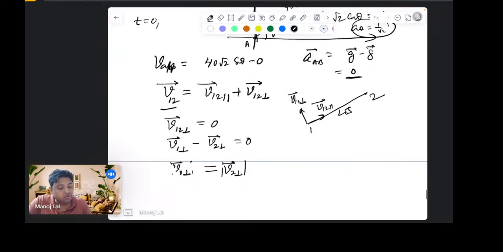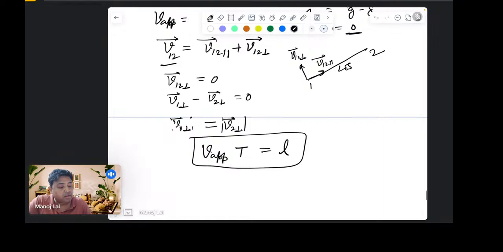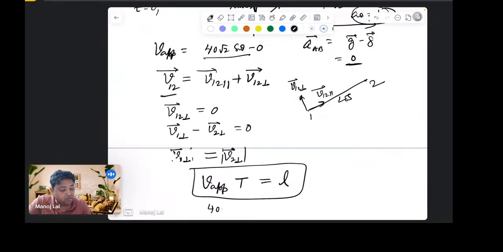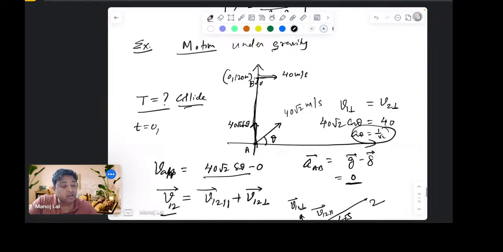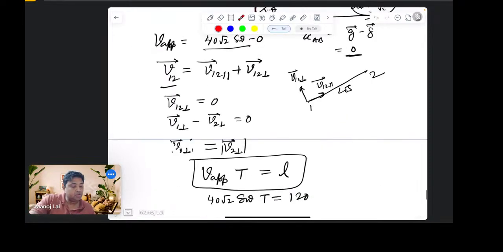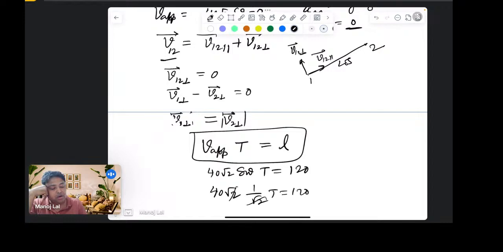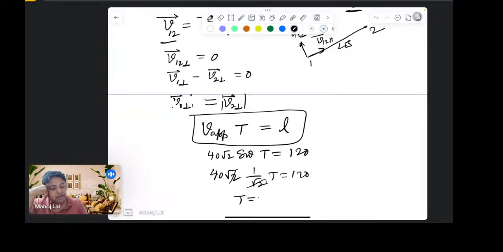And I put this value here. यहाँ मैंने ये यूज करूंगा, velocity of approach into time t is equal to l, जो हमने फॉर्मूला डिराइव किया है। एंड दिस विल बी व्हाट, v approach will be, I got it 40 root 2 sin theta. So 40 root 2 sin theta into t is equal to 120. इसकी इनिशियल डिस्टेंस बिटवीन देम कितना है? 120. So I will get 40 root 2, sin theta की वैल्यू पुट कर दीजिए, 1 by root 2, into t is 120 and you got t is equal to 3 seconds. So after 3 seconds they will meet.